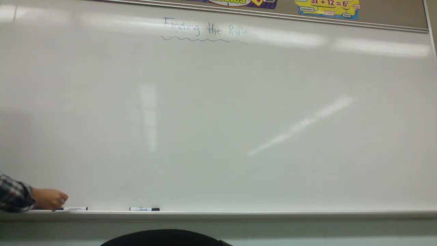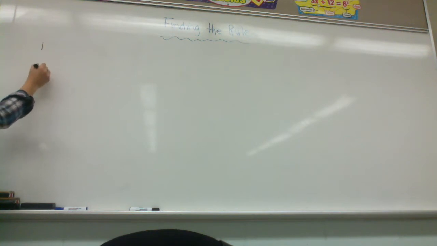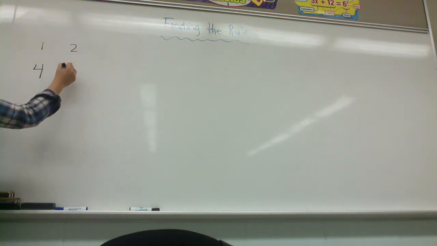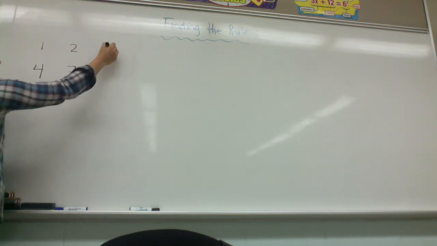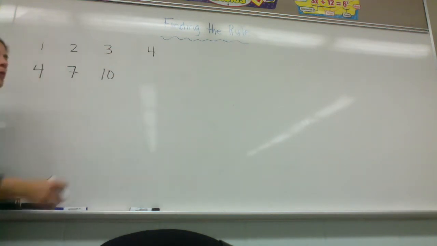Finding the rule. It has to do with patterns and sequences that you learn in elementary. So if I told you, watch this, the first has 4. In the second, we have a 7. In the third, we have a 10. And I asked you, hey, what would happen in the fourth column? What would happen in the fourth?